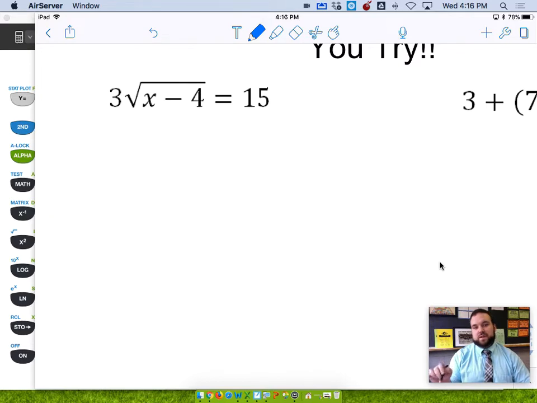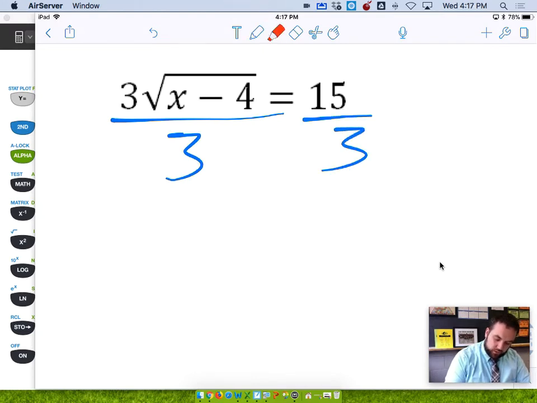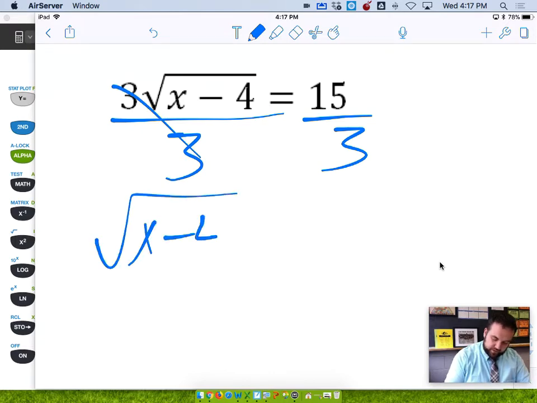Here, since the 3 is outside the radical, I need to get rid of it first. One common mistake that students make is thinking they can distribute. As we know, I can't multiply a number or a coefficient like 3 with a variable if one of them is underneath the square root and the other one's not. So instead, I have to use division here. So I'm going to divide the left side by 3 and the right side by 3. There, my 3's will cancel, and I get the square root of x minus 4 is equal to 5.